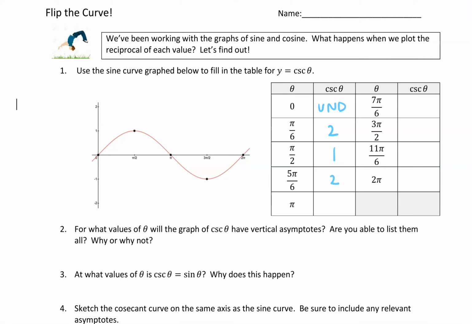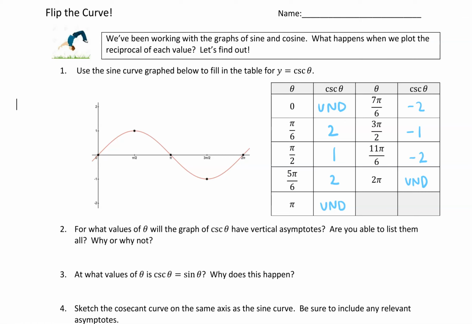Cosecant of pi is going to be what? Undefined. Cosecant of 7 pi over 6 is going to be negative 2. Cosecant of 3 pi over 2 is going to be negative 1. Cosecant of 11 pi over 6 is also negative 2. And then at 2 pi, we're back at undefined. Okay, so let's graph it on this sine curve.